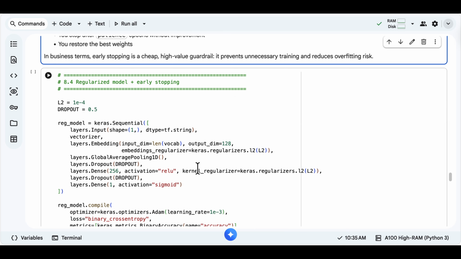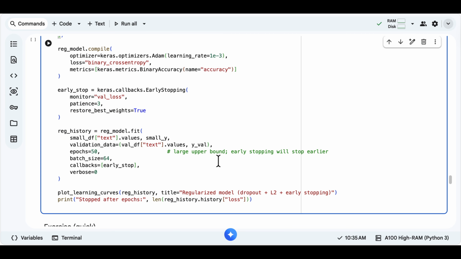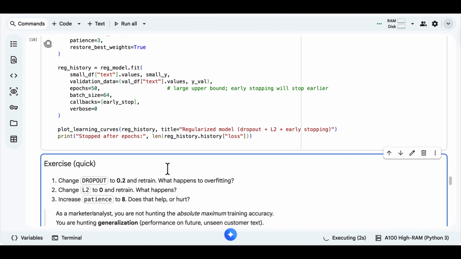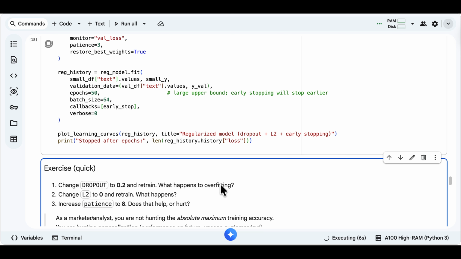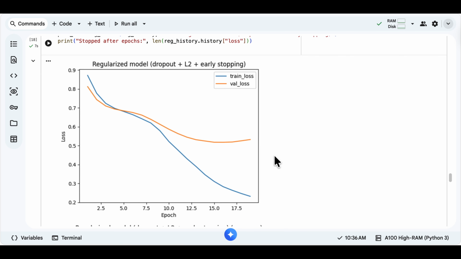This cell applies all three tools. The embedding layer and dense layer receive L2 regularization. Dropout is set to 0.5, so half the units are randomly dropped during training. Early stopping monitors validation loss with patience of 3 epochs and restores the best weights instead of keeping the final ones. The model is allowed up to 50 epochs, but actually stops after 19.